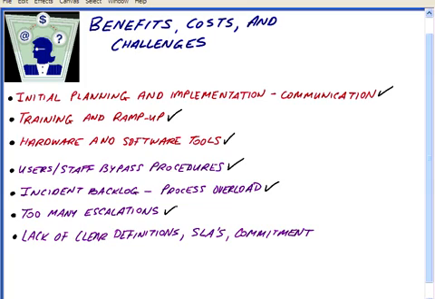Then overall challenges are just lack of clear definitions, clearly defining the services, clearly defining the service level agreements with your customers, your users, your vendors, and just an overall lack of commitment on the part of management, all the way down to that service desk employee who's dealing with the day-to-day incidents and service requests.